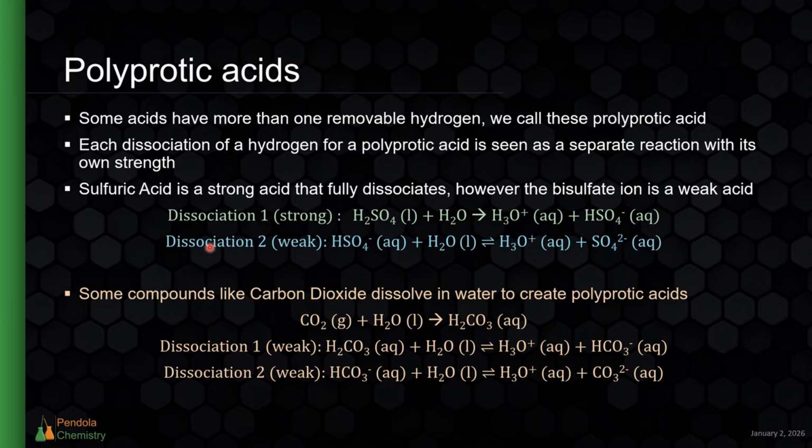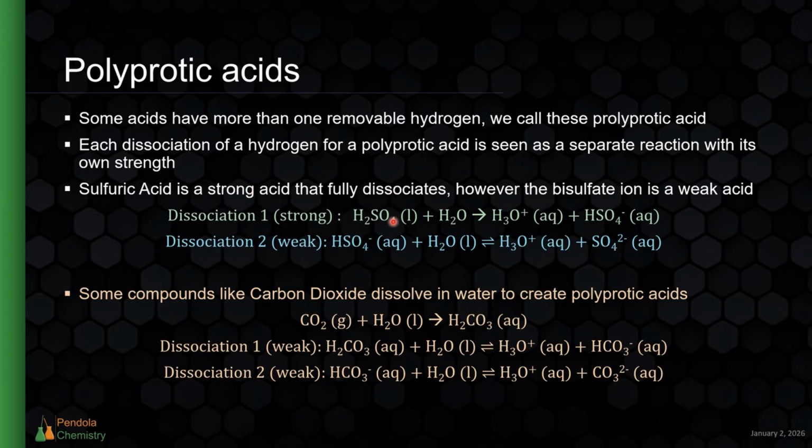The second dissociation of sulfuric acid is when that HSO4 minus that was created then gets rid of its one hydrogen with water to create the hydronium ion and the sulfate ion, SO4 2 minus. So those 2 hydrogens in sulfuric acid don't get removed at the same time. They get removed sequentially, first one, then the other. Because of it, we get 2 dissociations for sulfuric acid.